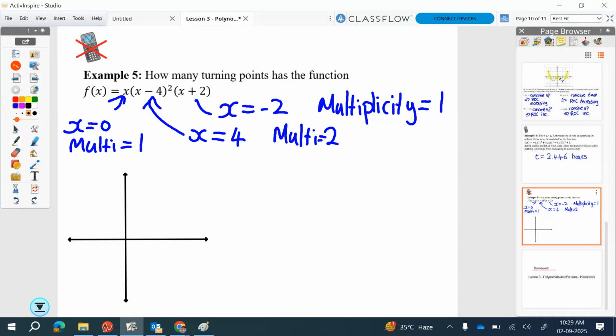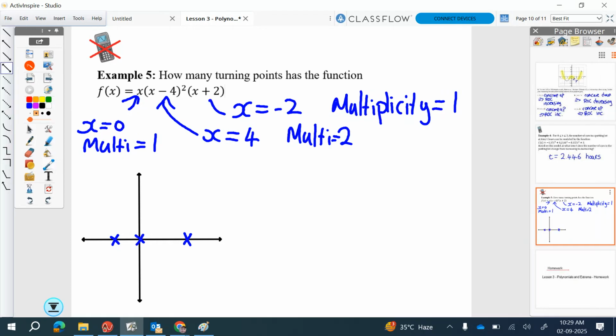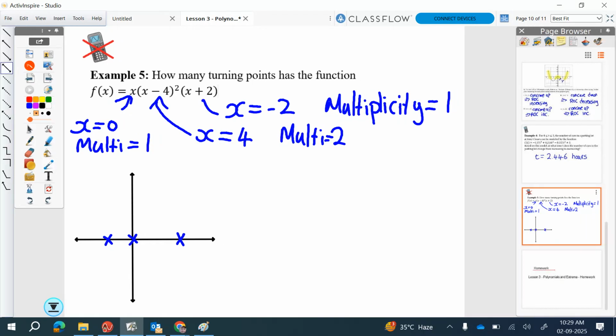So we are going to have a root at -2. We're going to have one at 0, and we are going to have one at 4. So the graph is going to get to 0 at these points. Now, there are 3 ways it can have a root. There are 3 possibilities, and it links to the multiplicity. So let me just put up some examples.